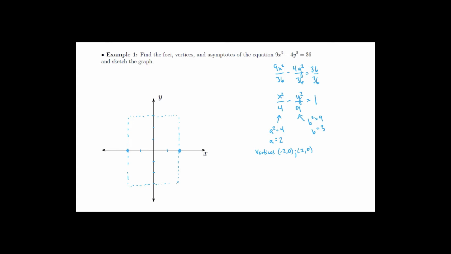And then I know that I can get my asymptotes here. I can state, first of all, that my asymptotes are y equals -3/2 x and y equals 3/2 x, right? Just taking b over a and -b over a. These are my asymptotes.